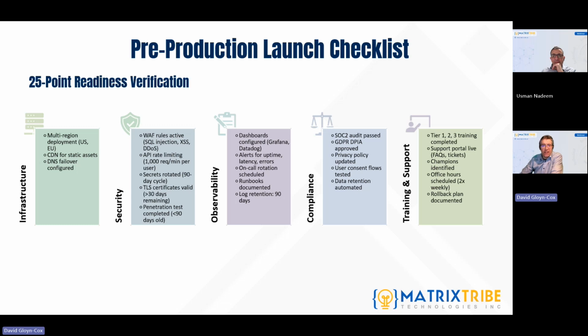So really, what we've done is put together 25 items that you need to check that you have in place when you're doing pre-production launches. It's standard practice. If you do CI/CD product development, you'll have this sort of checklist in place already.